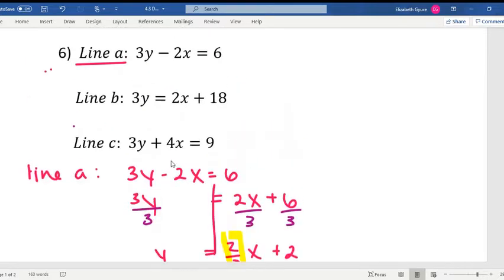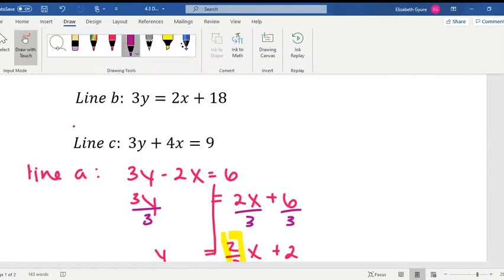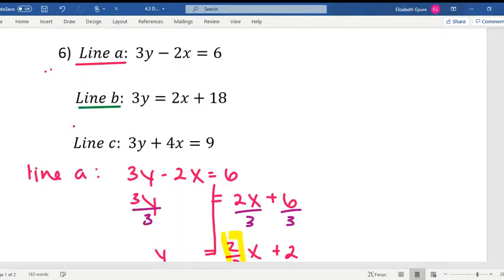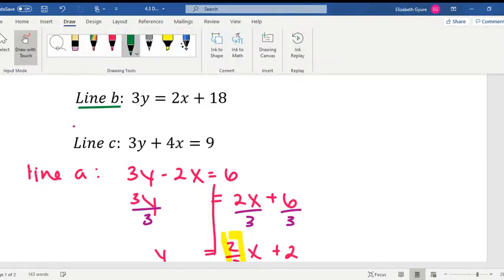All right, now let's go up and I'm going to do this one over here. Let's do this for line B now. Line B will be a little bit easier. So for line B, we have 3y equals 2x plus 18. Now, with this one, isn't the y already by itself on the left? There's nothing that needs to move over, but do we want that 3 next to it? Very good. We're going to divide by 3 again.